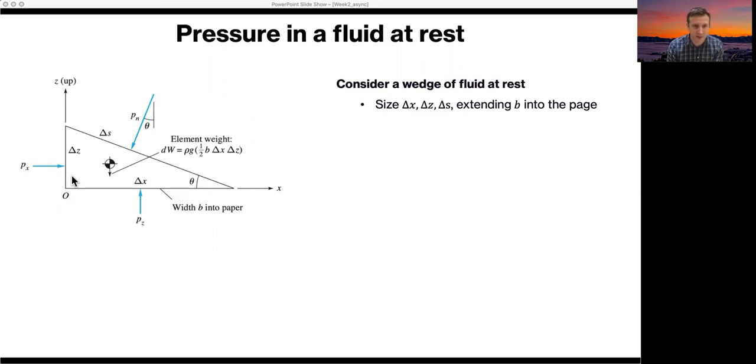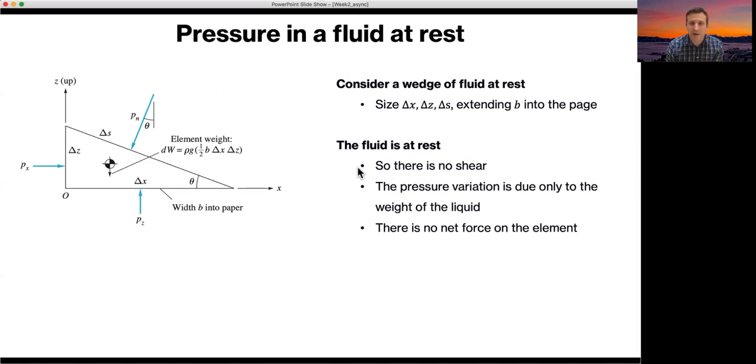This wedge has a volume equal to the cross-sectional area, so a triangle, half base times height, times the distance into the page B. And so the volume times the density times the gravity gives you the weight. So this element has this weight. Okay, so the fluid in this element is considered to be at rest.